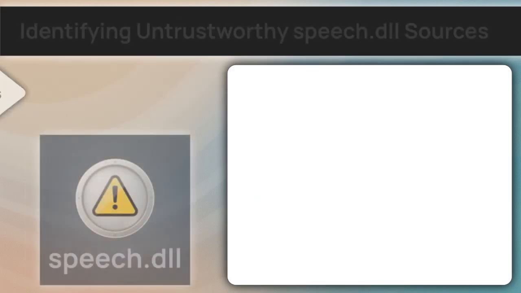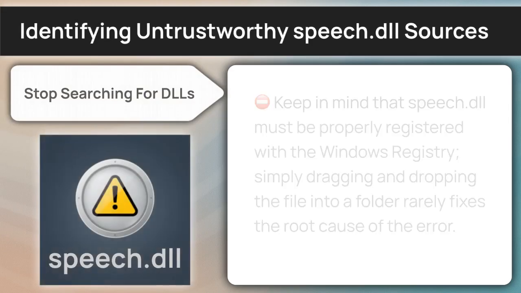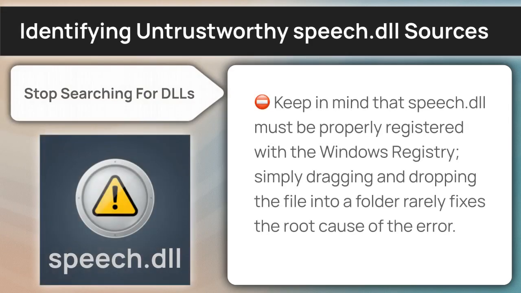Before you finalize your changes, I need to emphasize the importance of using trusted sources. The versions of Speech Library DLL found on generic download sites are often compiled for legacy hardware, which can lead to excessive CPU cycles or kernel-level crashes on modern systems.